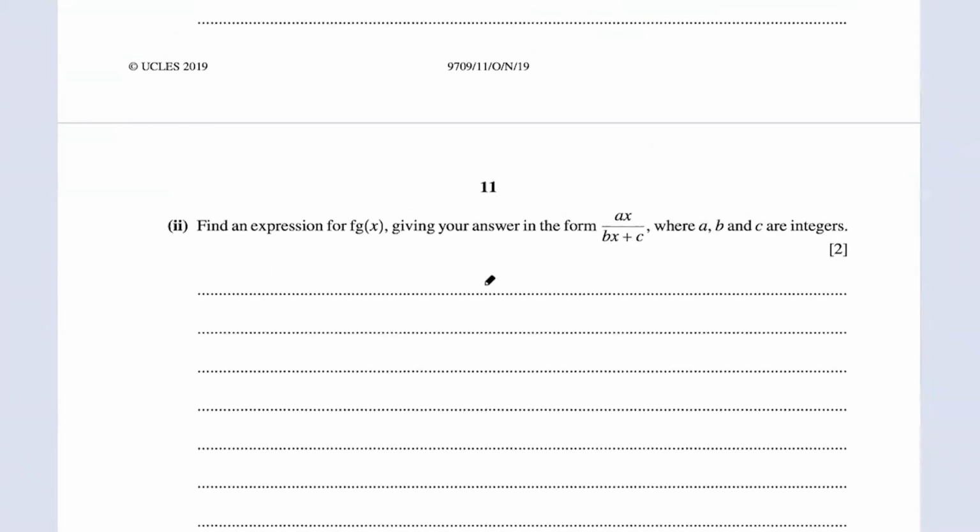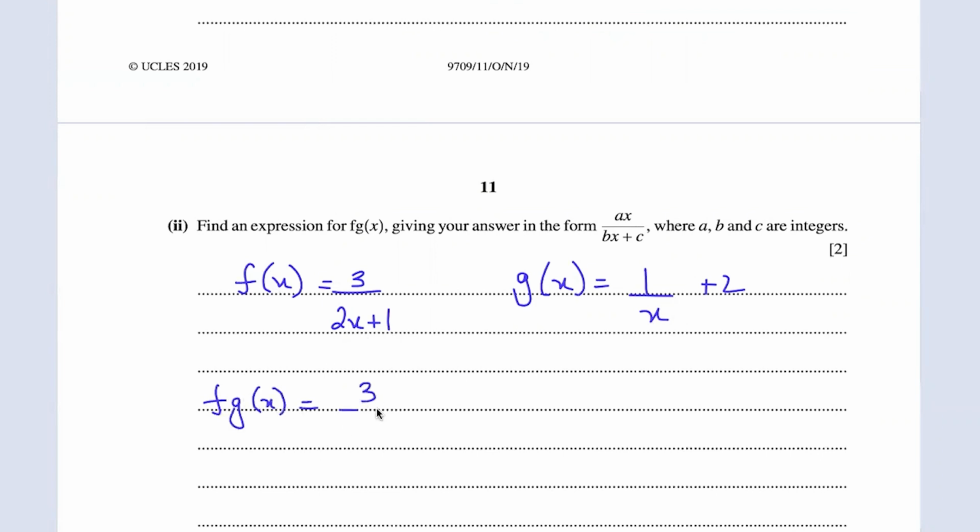Now in part B, we have to find an expression for fg of x, giving our answer in the form ax upon bx plus c. So f of x is 3 upon 2x plus 1, and g of x is 1 upon x plus 2. So for fg of x, in place of x in the function f, we'll substitute the whole function g. So we can write it as 3 upon 2 into 1 upon x plus 2 plus 1. Simplifying this, we'll get 3 upon 2 upon x plus 4 plus 1, which is equal to 3 upon 2 upon x plus 5.